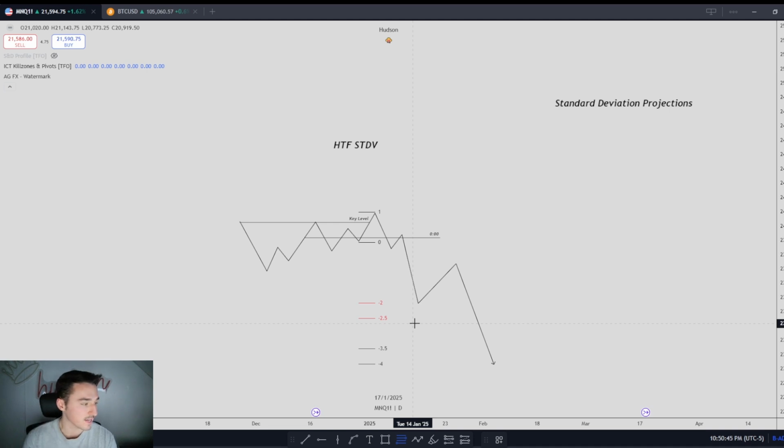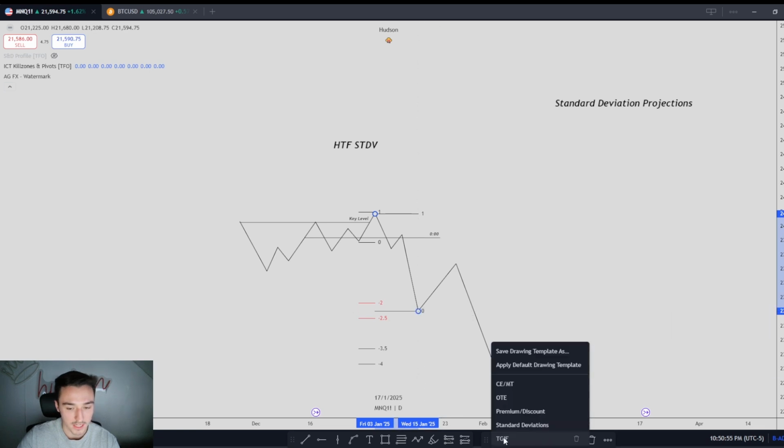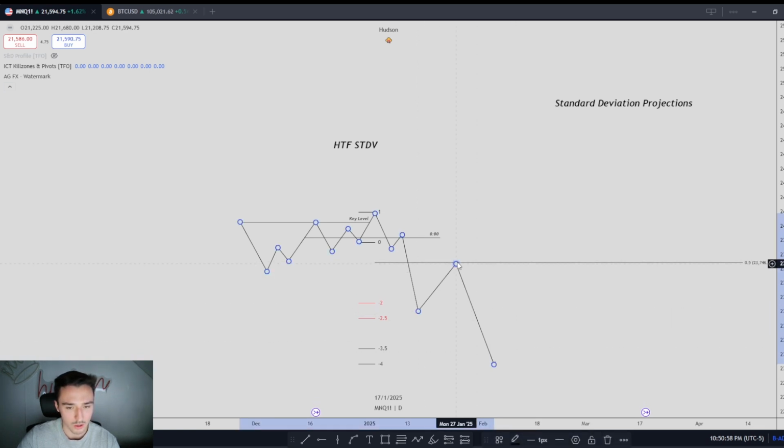Now there's two things that can happen here. It can either just go straight through and not respect it at all, or it will respect it and return to equilibrium of the dealing range. It can return to equilibrium of the dealing range and then continue, or it can be a straight reversal, right? It depends on your bias for the day, what we're delivering from. But if we get to equilibrium and we continue, where can we look to next? Down here at -4 and -3.5. These are the two that can be the max expansion for the day, right?